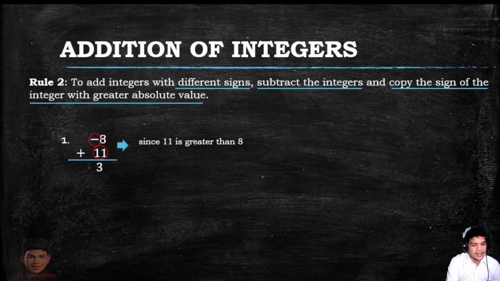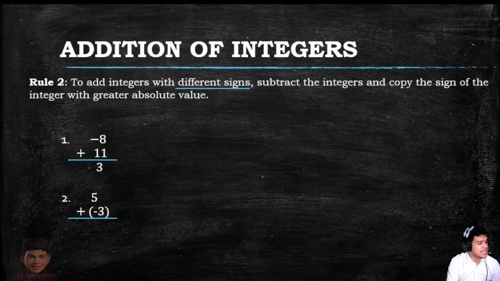Next example. That is 5 plus negative 3. Again, check the operation. That is addition. Then check the signs, if same or different. You have positive, and the other one is negative. So, different signs. What does it say when the signs are different? Subtract the integers. So, 5 minus 3 is equal to 2. Then check which is the bigger number, because the sign of the bigger number is the one we will copy.